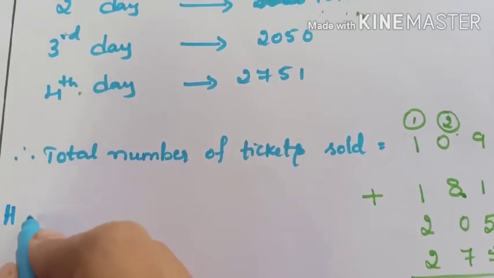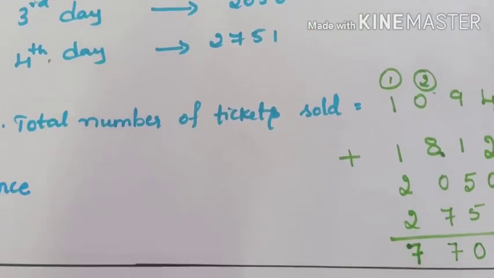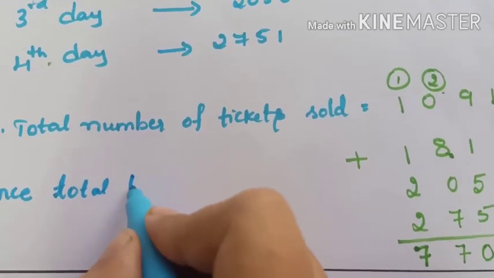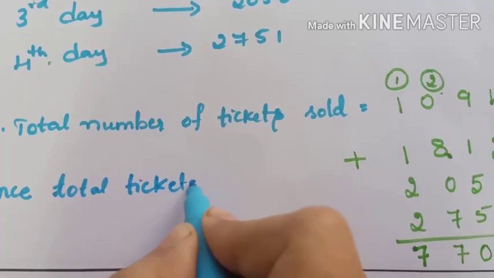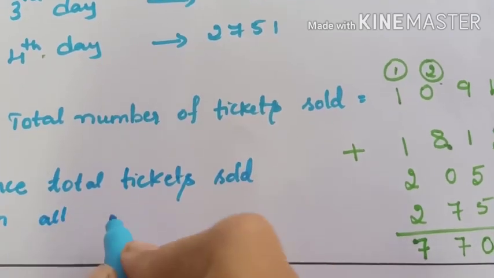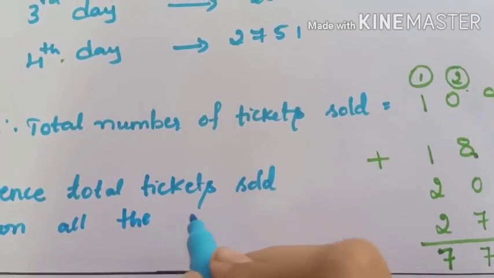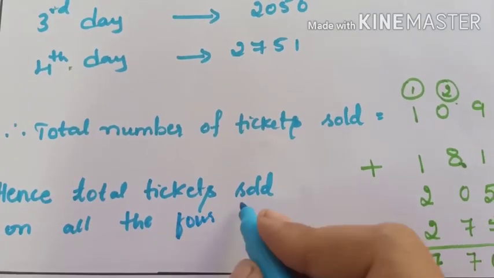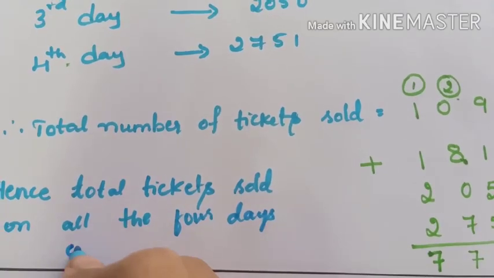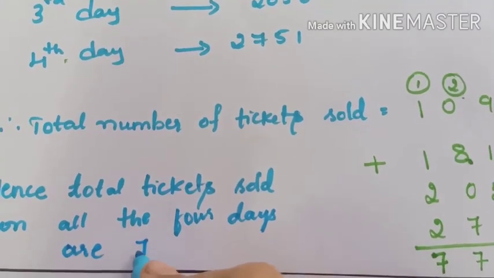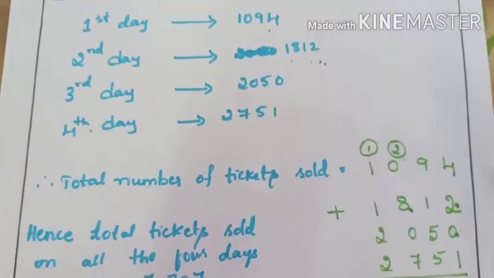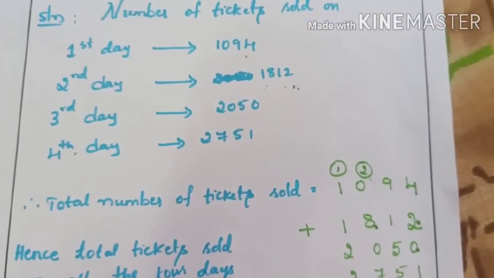You can write a sentence like this. Hence total tickets sold on all the 4 days are 7707. Fine. Here it is just a simple addition. That's it.